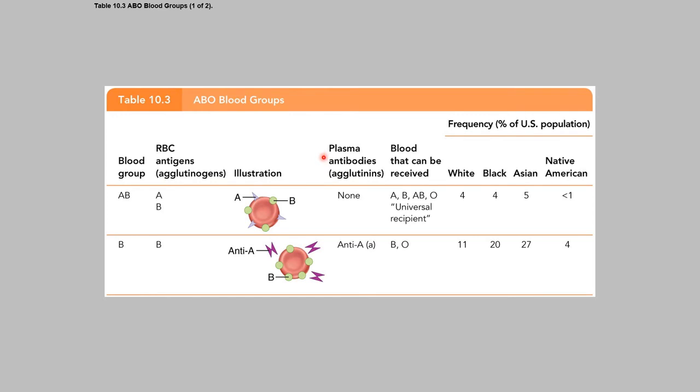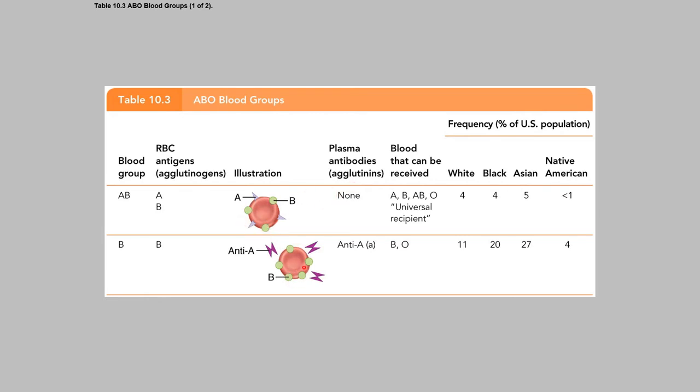What type of plasma antibodies do you have? You don't have any. What type of blood can this individual receive? They can receive type A, type B, type AB, and type O. So they are known as the universal recipient because they can receive all types of blood. Keep in mind, when you are receiving blood, you are receiving just the red blood cells. They will separate the plasma out, so you're not getting the plasma antibodies, you're just getting the red blood cells.